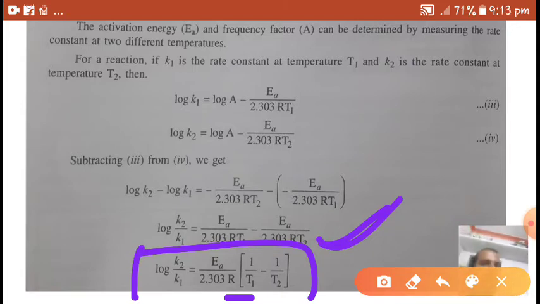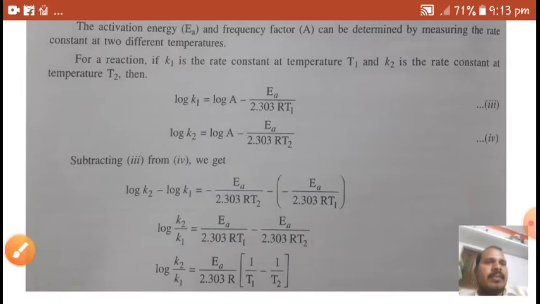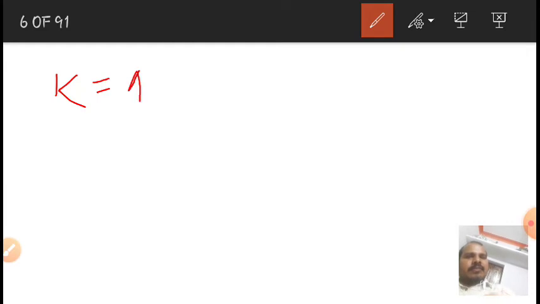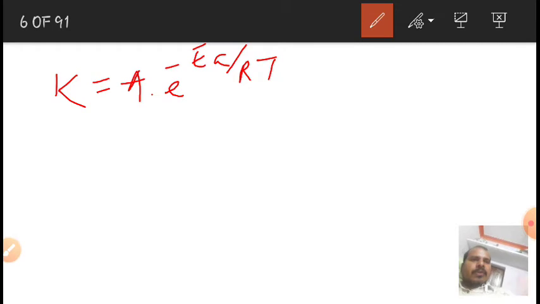So I told you that I will derive this equation in detail. So what is the Arrhenius equation? It explains the quantitative relationship between rate constant and temperature. k is equal to A e to the power of minus Ea by RT. So this is equation 1.